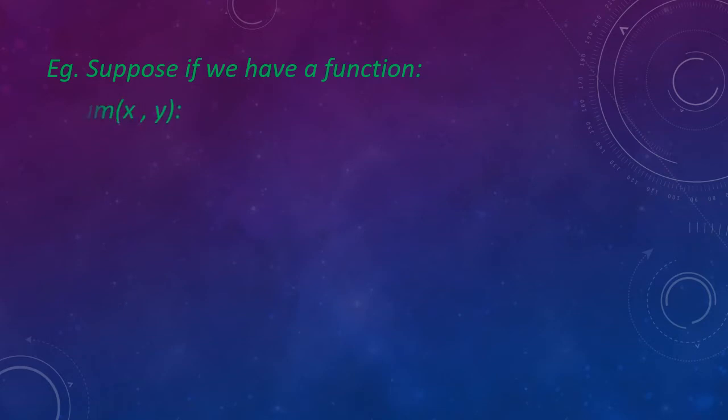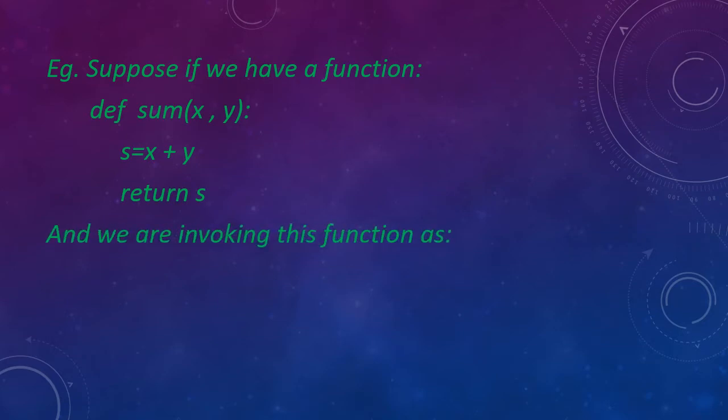Suppose we have a function sum having two parameters x and y, containing the body s equal to x plus y, return s. And when we invoke this function, result equal to sum(5, 3), this is written at the top level.